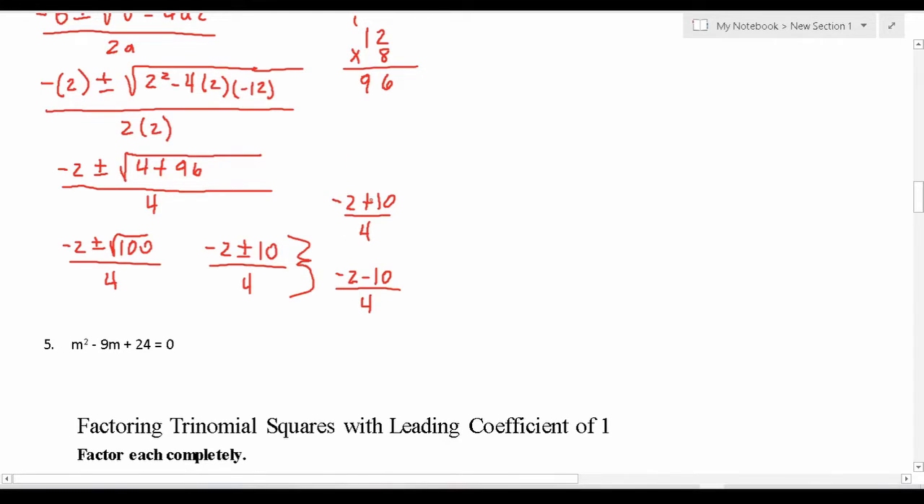Let's work those out. Negative 2 plus 10 becomes 8 over 4. 8 divided by 4 is simply 2. So one of our solutions is 2. Negative 2 minus 10 becomes negative 12 over 4. Negative divided by positive is going to be negative. Negative 12 divided by 4, more specifically, is negative 3. So we can see that this one has 2 solutions, specifically 2 and negative 3.